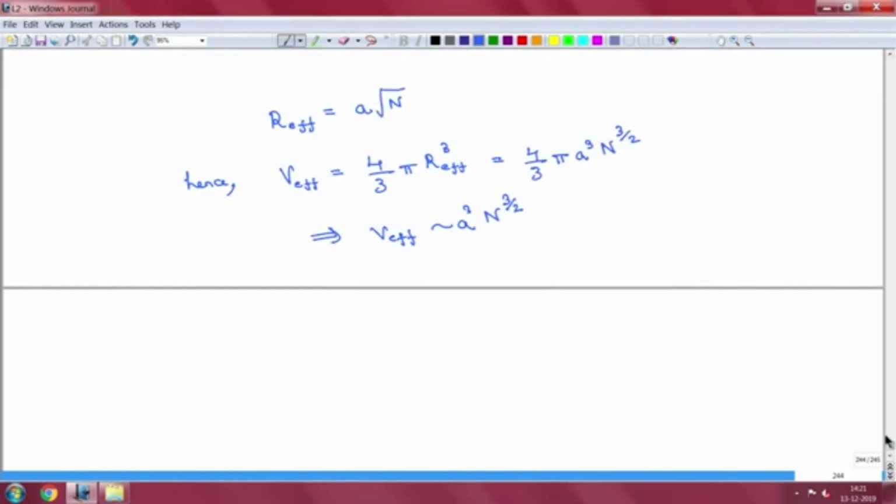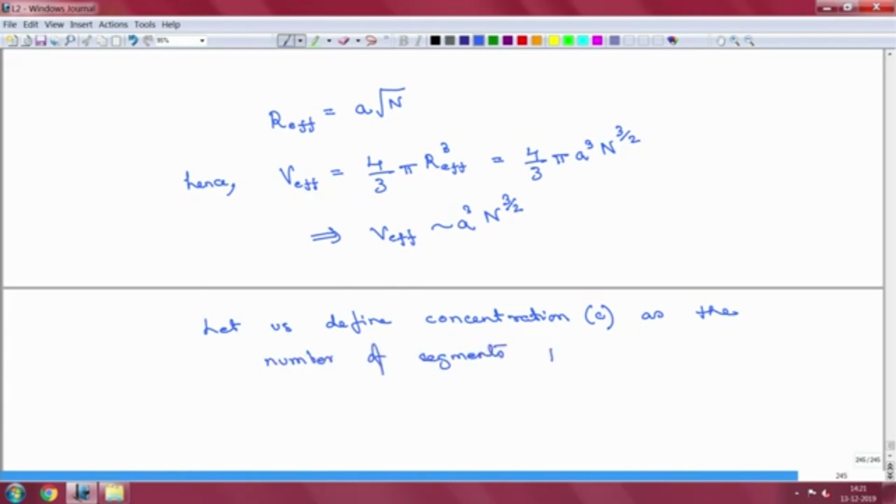So, now let us define concentration C as the number of segments per unit volume.